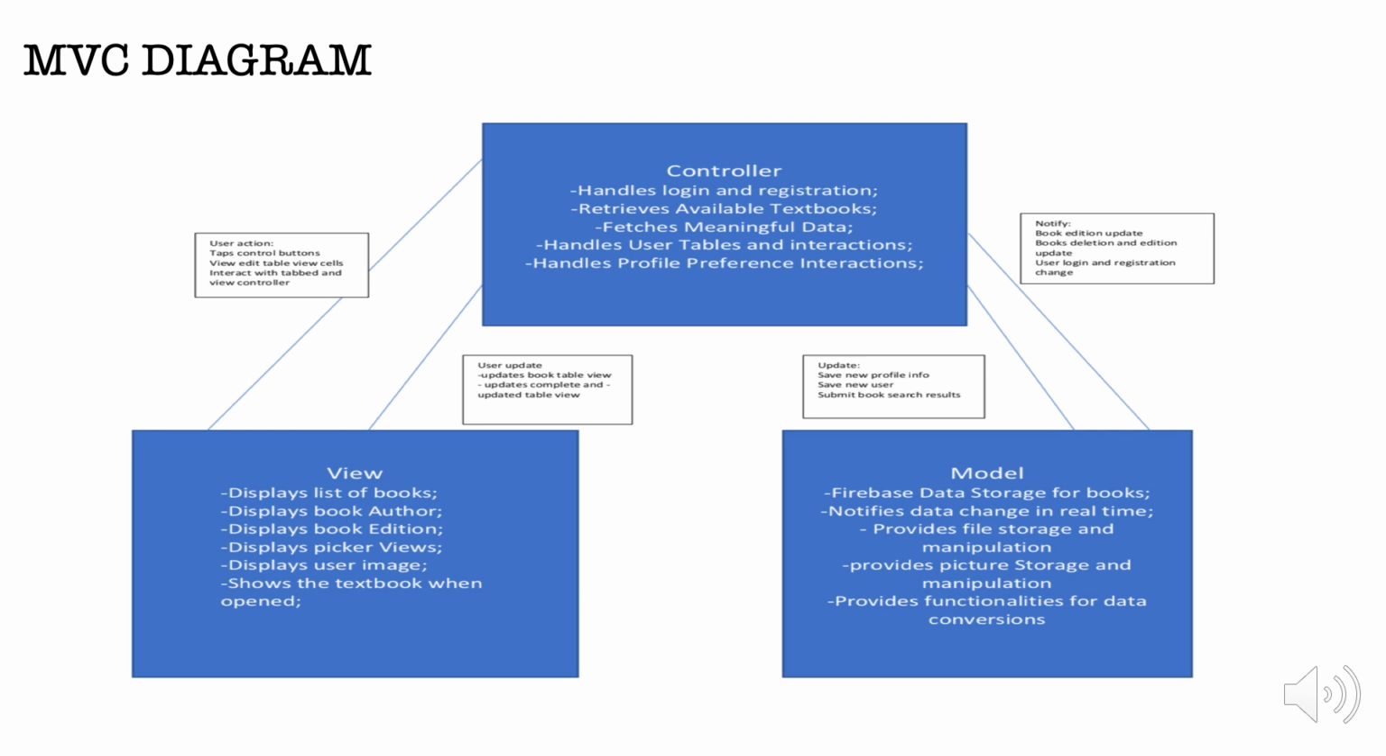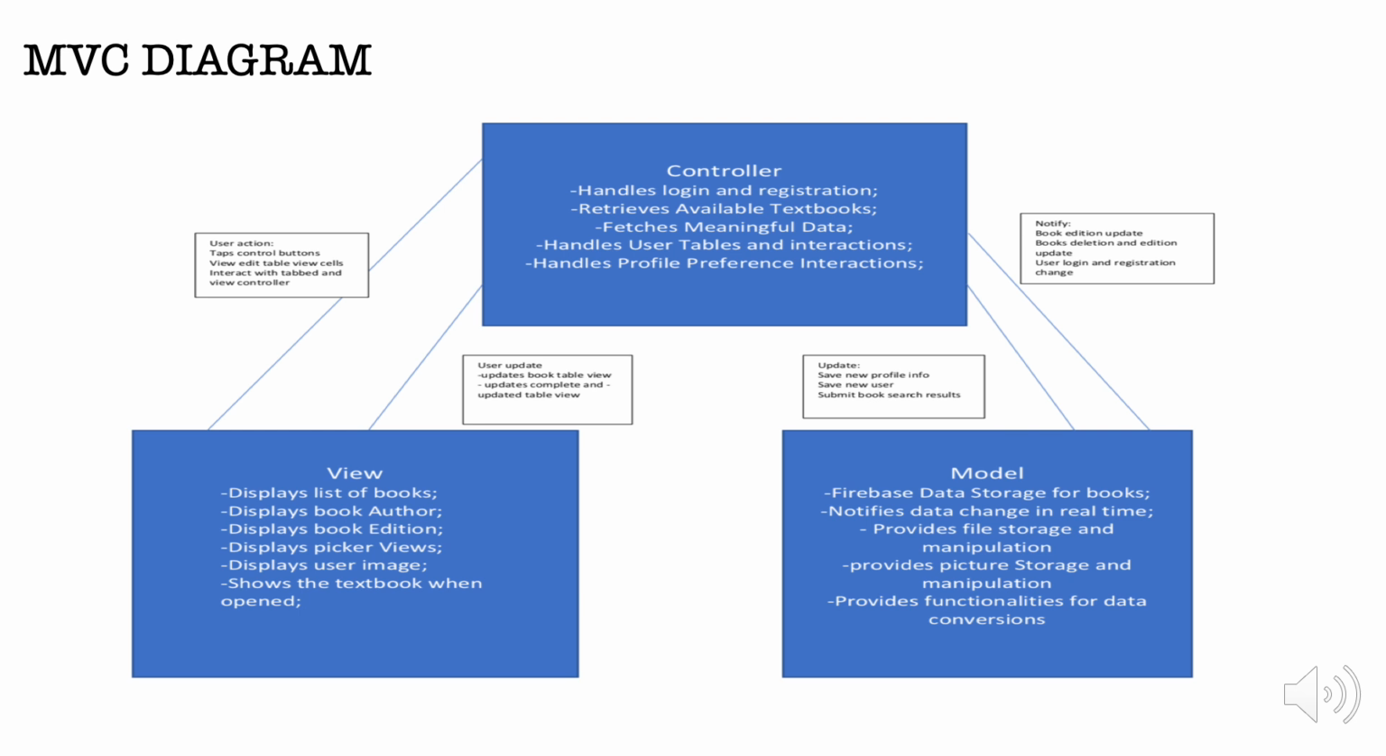The view basically displays the books. It displays the book's author, the book's edition, and the picker views. It displays the review. It also displays the user image. It also shows the textbook when open. The model is responsible for Firebase data storage for the book, notifies data change in real time, provides file storage and manipulation, provides picture storage and manipulation, and provides functionalities of data and conversions.